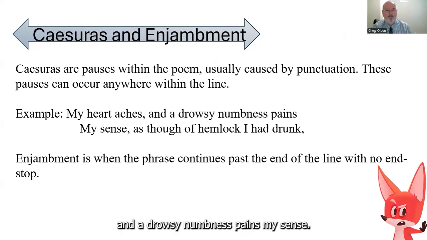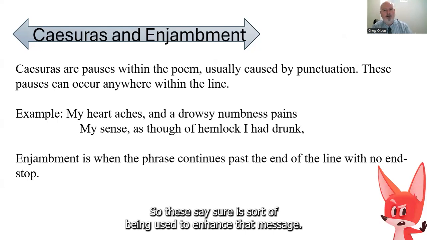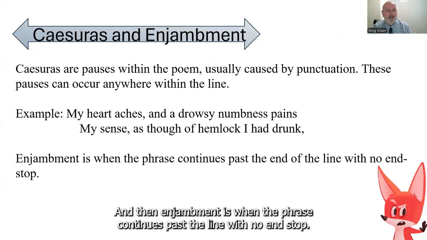And a drowsy numbness pains my sense. Okay, so it's like we're stopping, we're pausing, we're feeling this. So these caesuras are being used to enhance that message. And then enjambment is when the phrase continues past the line with no end stop.